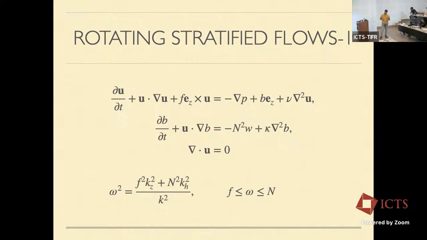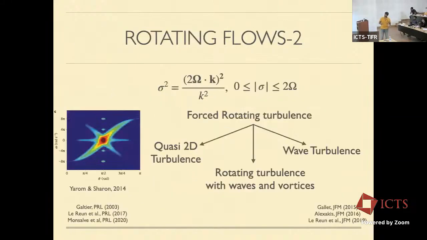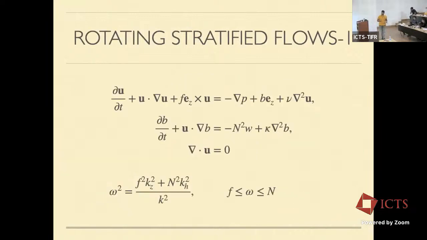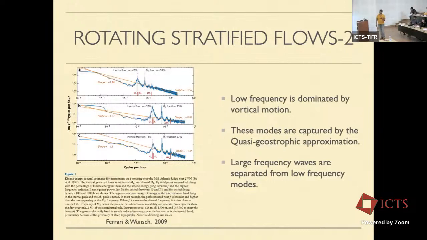If you have the dispersion relation where omega is bounded. So if you have wave numbers where the variation is only along the z direction, it's bounded from below by f, if f is smaller than N. If the wave number is purely horizontal, it's bounded from above by capital N, right? So, like in rotating turbulence, you have different kinds of waves in this particular system due to the effect of stratification. And this plot was already discussed in detail.